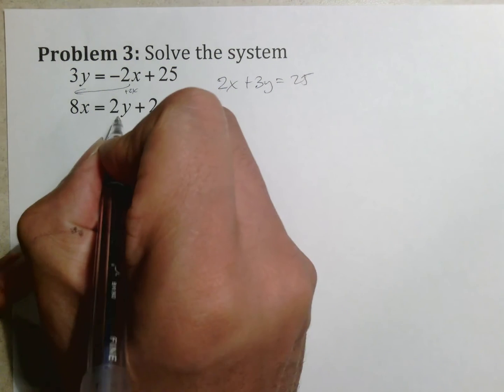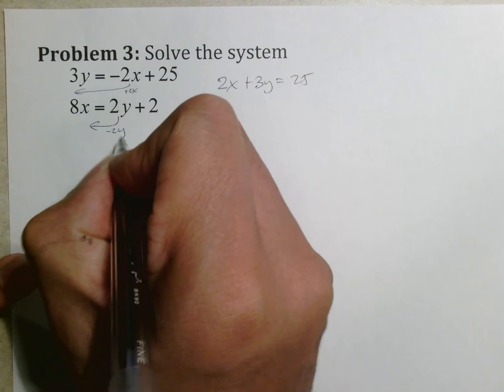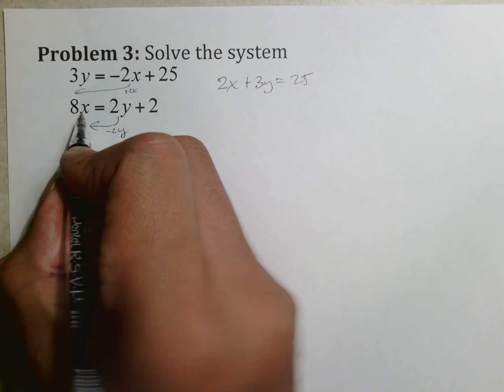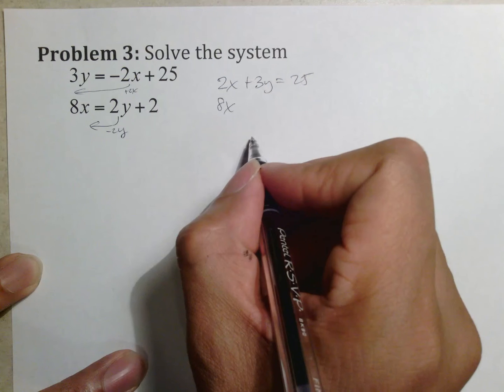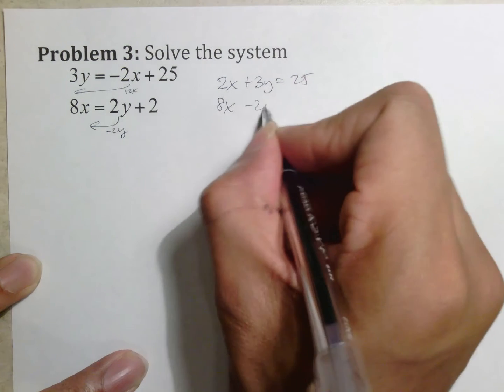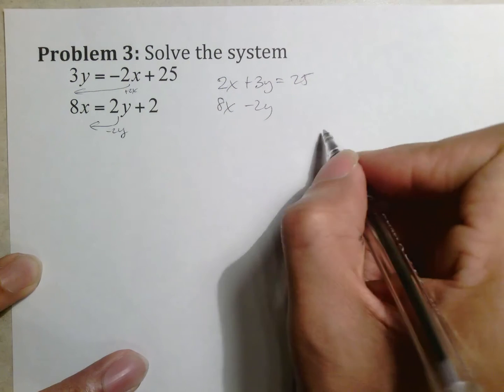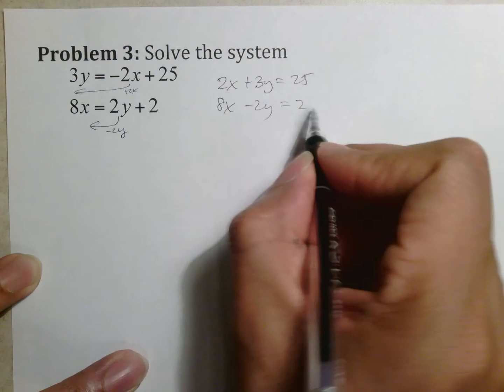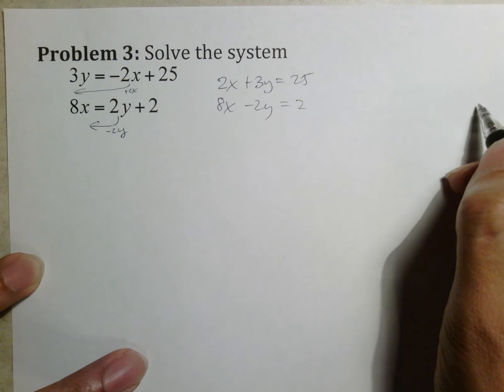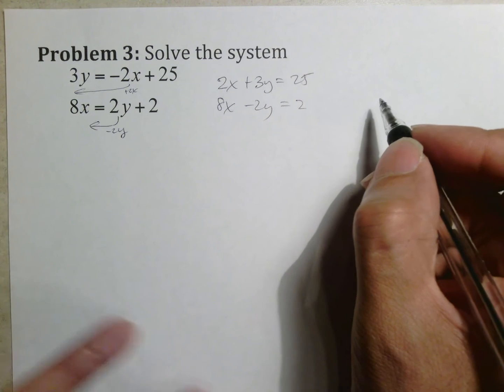Here, I want my 2y to move, and the only way that's going to happen is if I subtract 2y. Again, I need 8x to go first because I need it lined up. Minus 2y because it was positive over here, so it should be negative over here. Equals 2 because that is a positive 2. From there, I do my elimination process the same as usual.